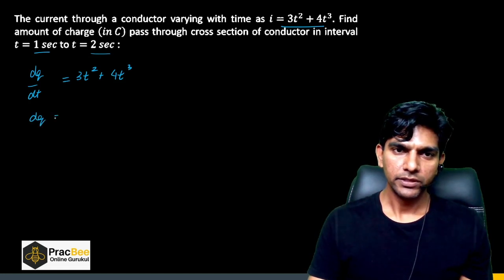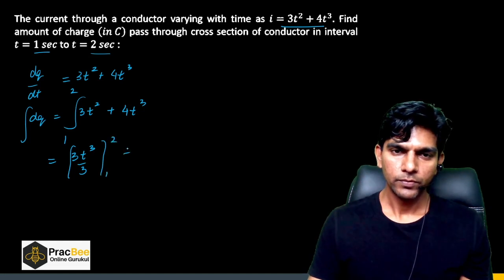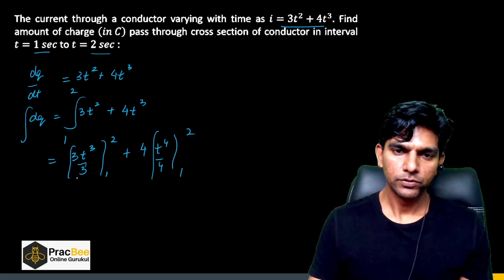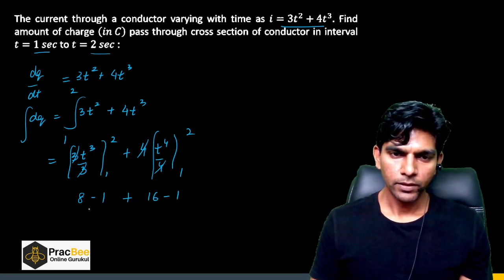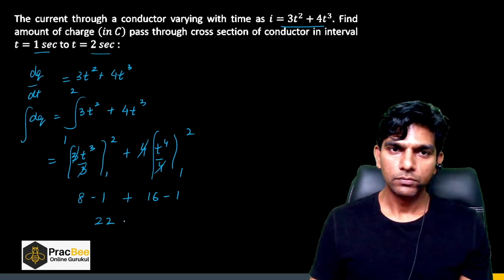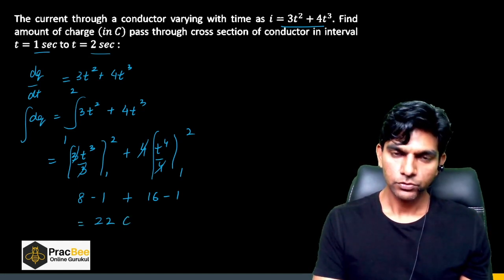Now we can use integration to find the charge. If we integrate this from 1 to 2, this will be 3t cube by 3 from 1 to 2 plus 4t raised to power 4 by 4 from 1 to 2. The 3 will get cancelled out, the 4 will also get cancelled out. So this will be 8 minus 1 plus 16 minus 1, which will be 22 coulomb, right? So 22 coulomb is the answer of this question.